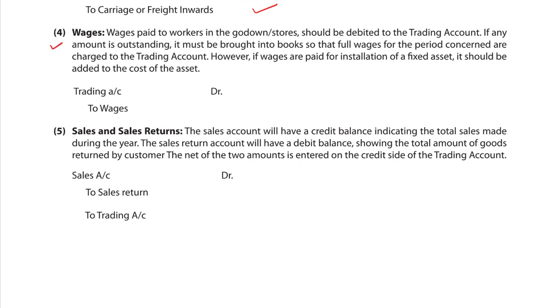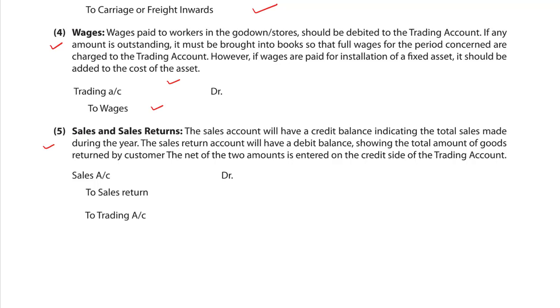Next is wages. Wages paid to workers in godown stores should be debited to trading account. If any amount is outstanding, it must be brought into books so that full wages for the period concerned are charged to trading account. However, if wages are paid for installation of a fixed asset, it should be added to the cost of the assets. So, trading account to wages account.